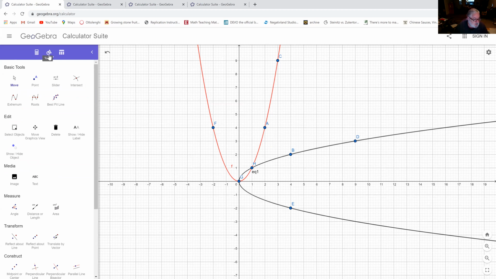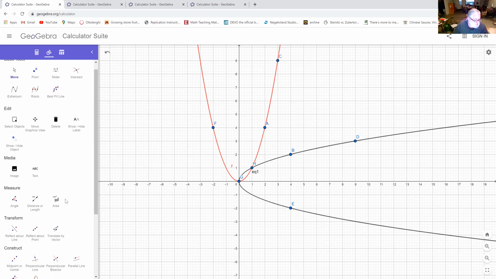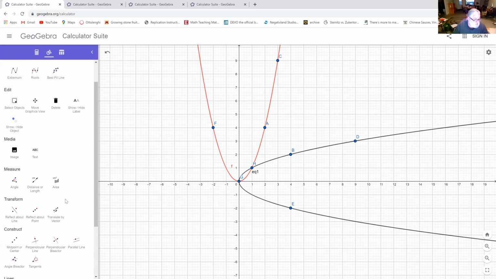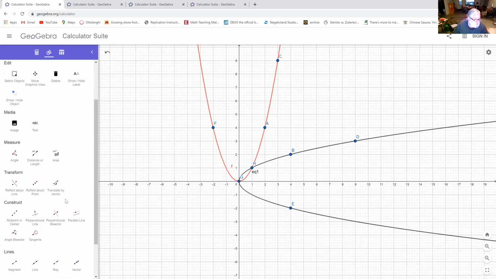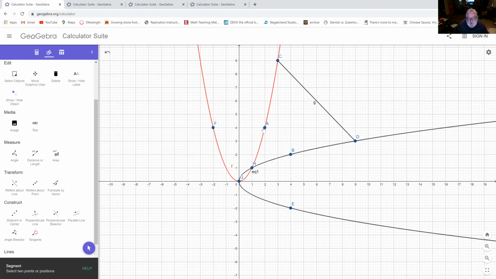We can construct a line segment. Let's see, what's my constructing line segments? I should know. Oh, it's down here. Okay. I can connect C and D. I can connect A and B. We got those by reflecting things. And we can connect F and E, for example. That actually goes through the point (1, 1).